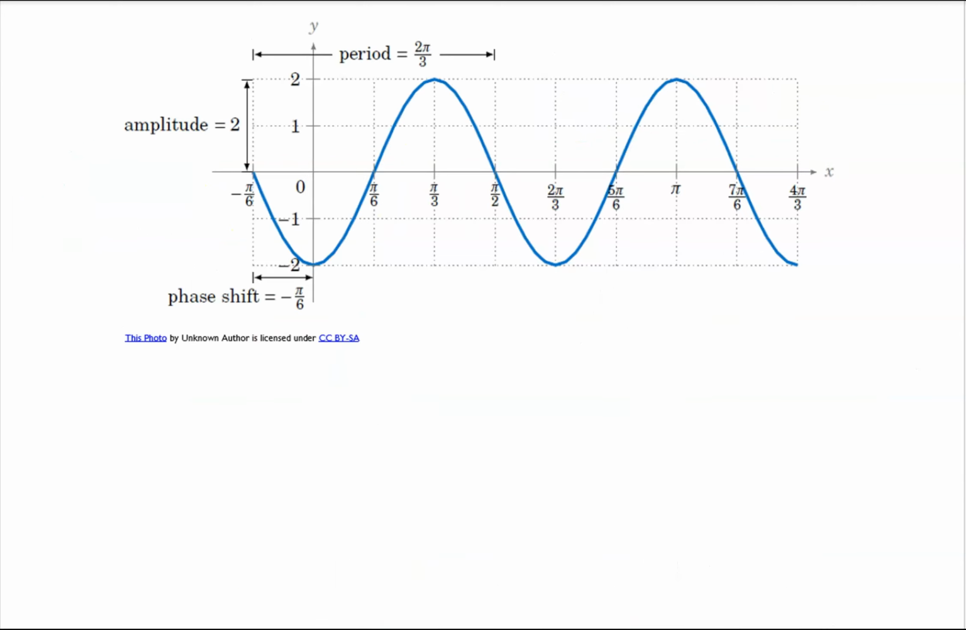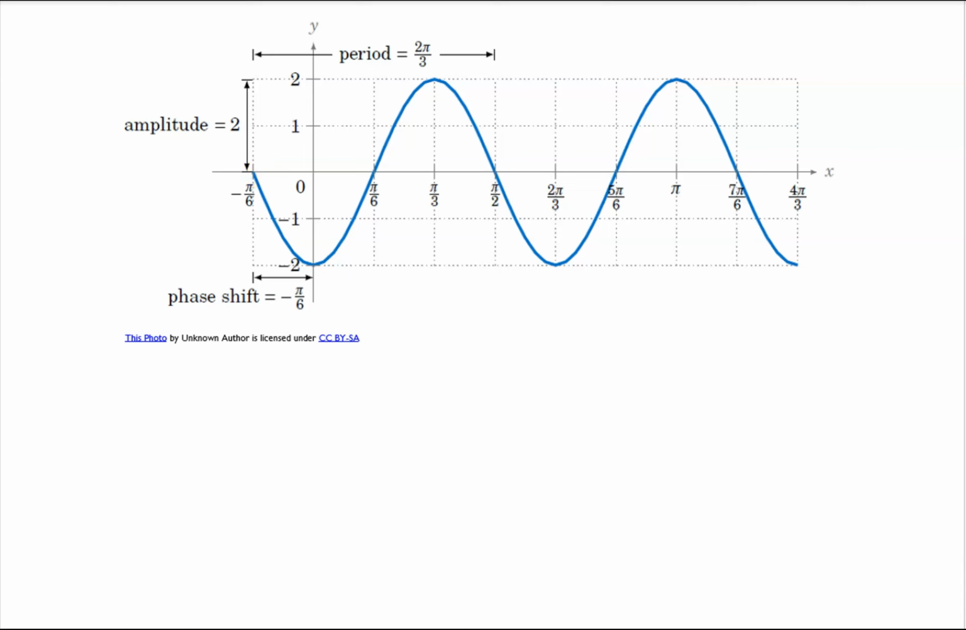All right, for this next example, we are given a graph and we're given a bunch of information. This one's nice because it tells us the period, the amplitude, and the phase shift, which we need all of those things in order to construct our equation. Now, since it specifically says that the phase shift here is negative pi over 6, that means that we're starting here at this location. And so that tells us that this is going to be a sine graph.